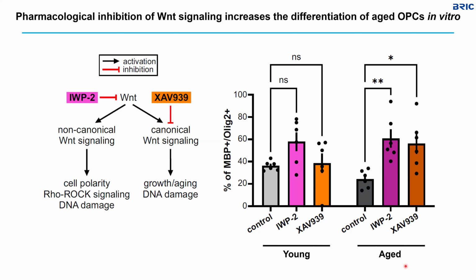aging-induced Wnt activation can be selectively blocked by Wnt inhibition, and that in young OPCs where Wnt signaling has not yet been fully activated, inhibition of the signal does not have the same effect as the drugs do in the aged brain.